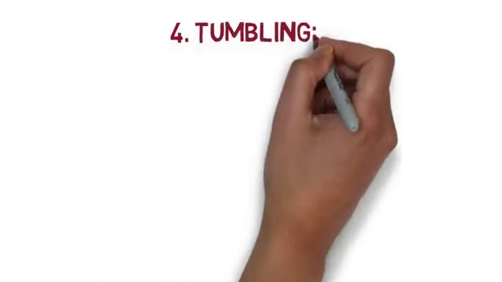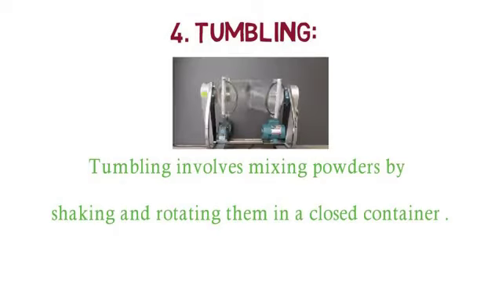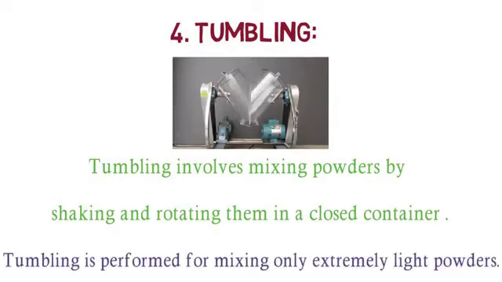4. Tumbling. Tumbling involves mixing powders by shaking and rotating them in a closed container and in a controlled environment. It is mostly used in industrial scale mixing of powders. Tumbling is performed for mixing only extremely light powders.